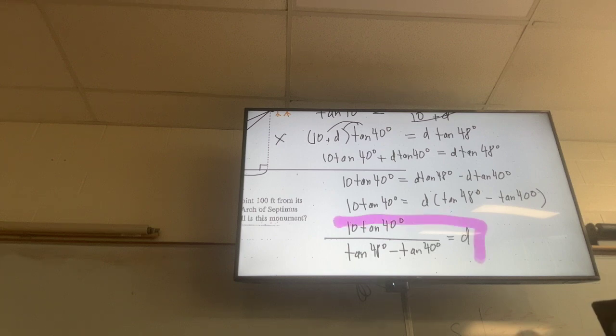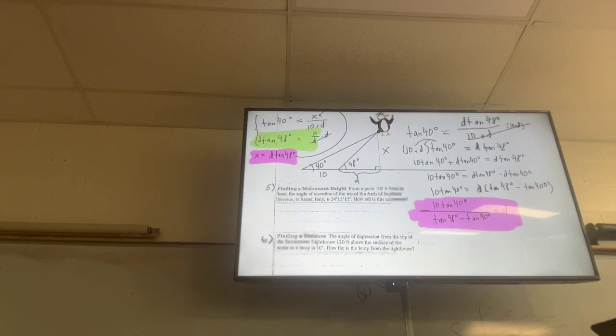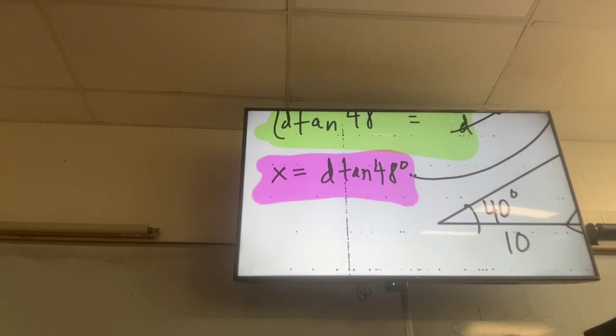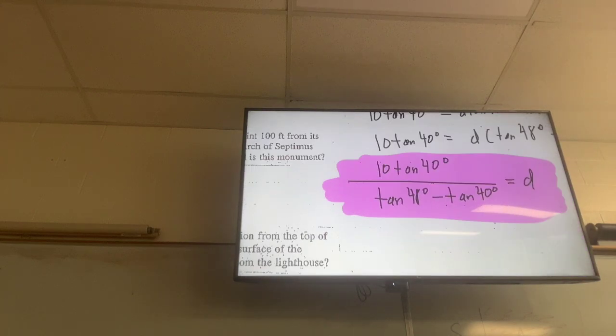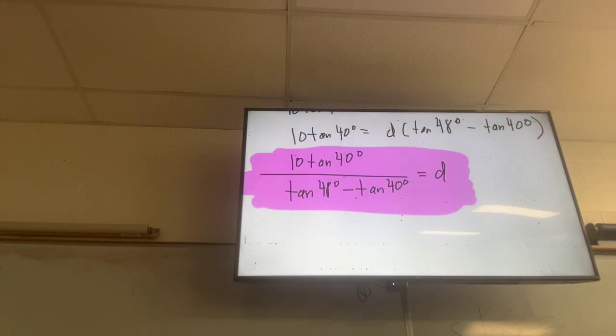So that's going to be really useful. What can I do with that expression for d? What's x equal to? X is equal to d times tangent of 48 degrees, right? So if I take this and multiply both sides by tan 48 degrees, that's going to be equal to x, okay?